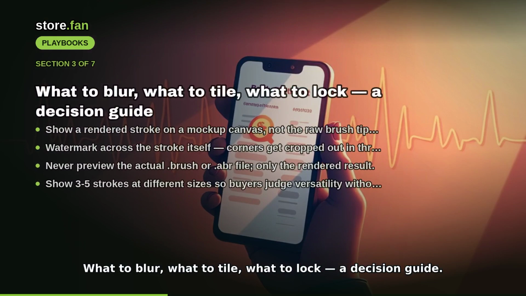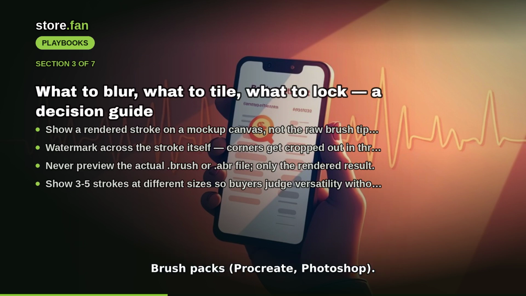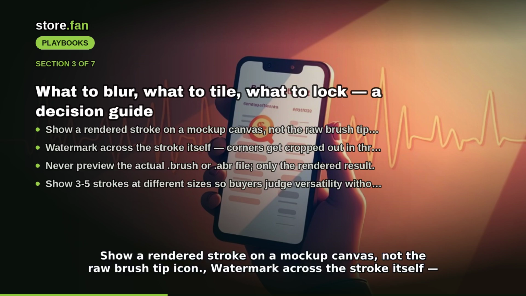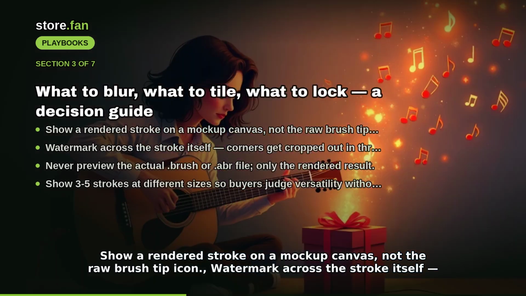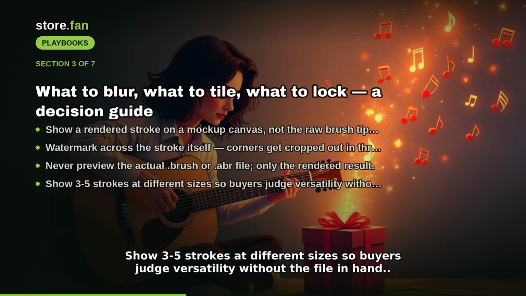What to blur, what to tile, what to lock. A decision guide. Different asset types need different combinations. Here's the breakdown we'd give any artist setting up their store product page today. Brush packs. Procreate, Photoshop. Show a rendered stroke on a mock-up canvas, not the raw brush tip icon. Watermark across the stroke itself. Corners get cropped out in 3 seconds. Never preview the actual brush or upper file, only the rendered result. Show 3-5 strokes at different sizes so buyers judge versatility without the file in hand.